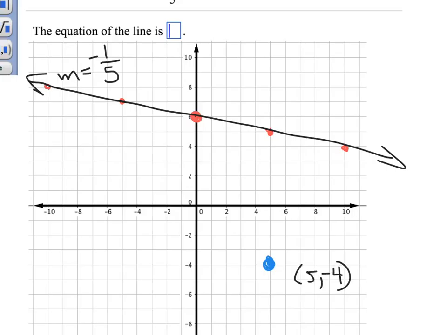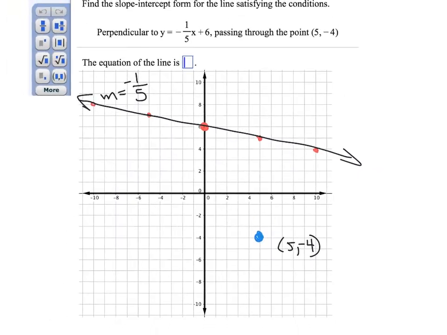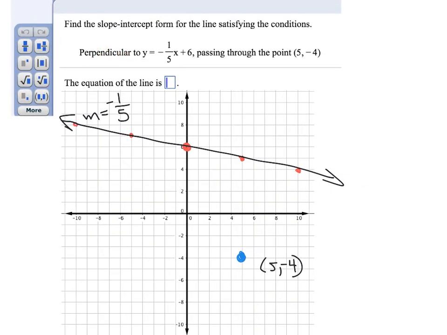And so we know that when a line is perpendicular to this guy, it's not going to be parallel. It's going to be the exact opposite of parallel, which is that it crosses at a 90-degree angle. So it's going to cross at a perfect 90-degree angle.